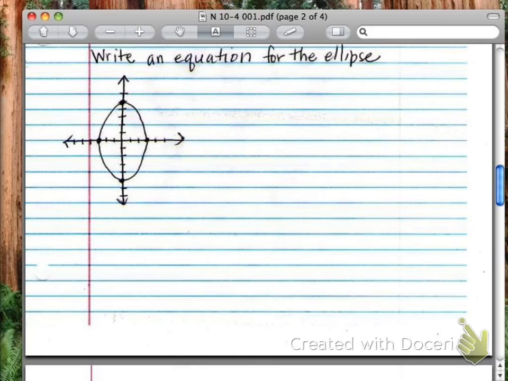So vertical is major. So what equation are we going to use? y minus k squared over a squared plus. Now that plus is important, because there's another form just like this, but it has minus. That's the difference between an ellipse and a hyperbola. Okay? So here's the deal: y minus k squared over a squared plus x minus h squared over b squared equals 1.